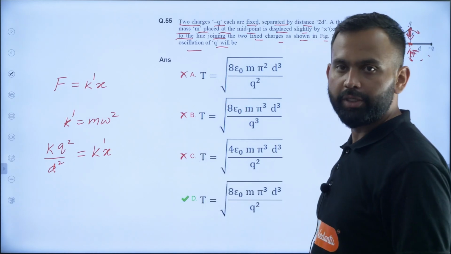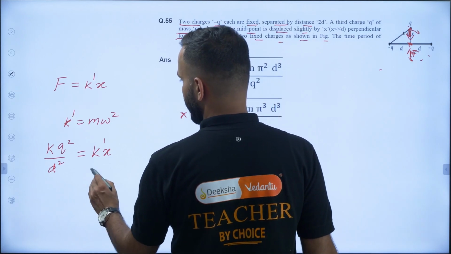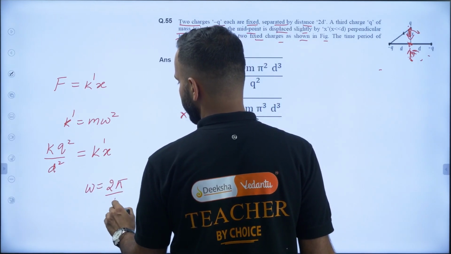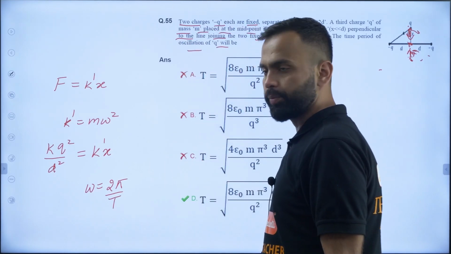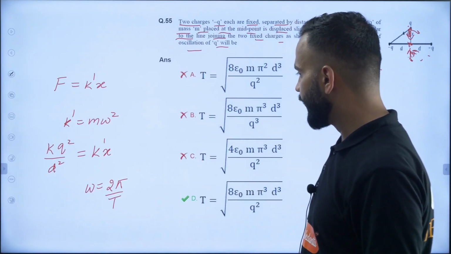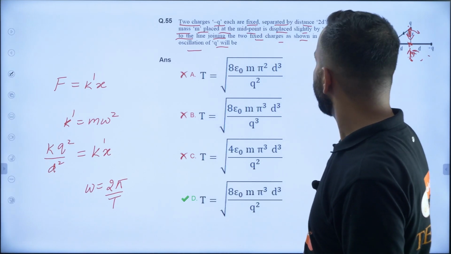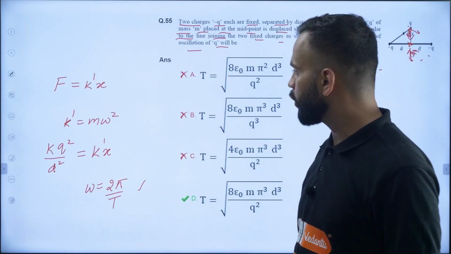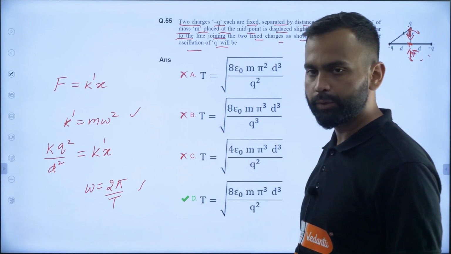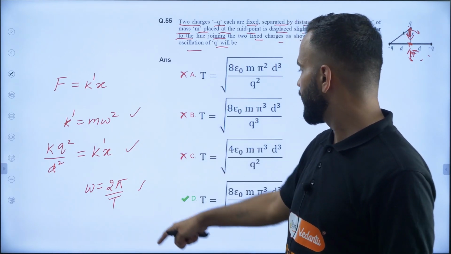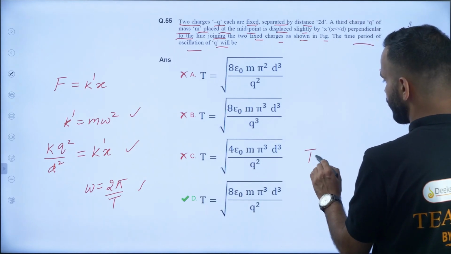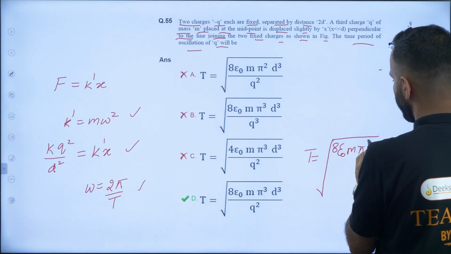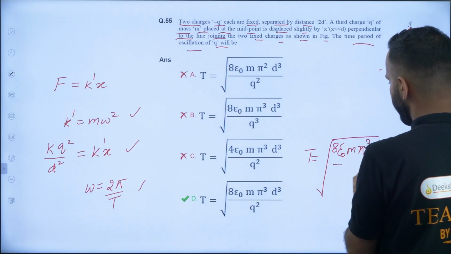So what is k dash? m into omega square. What is omega? Omega is equal to 2 pi by T. Now we need to find the time period of the oscillation. We have the expression of omega, we have the expression of k dash, and we have this one also. Use these three equations, and we will get T is equal to root of 8 epsilon naught m pi cube d cube divided by q square.